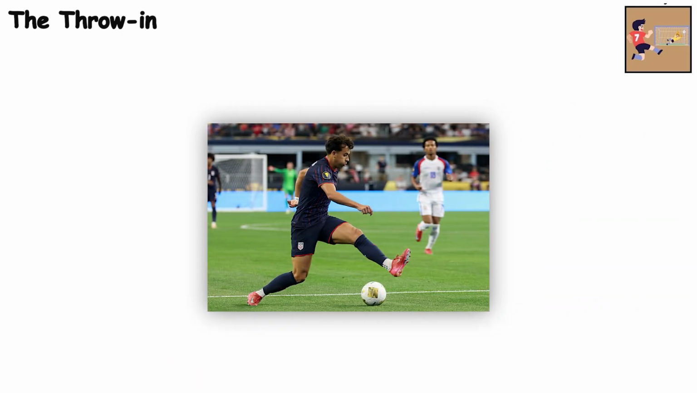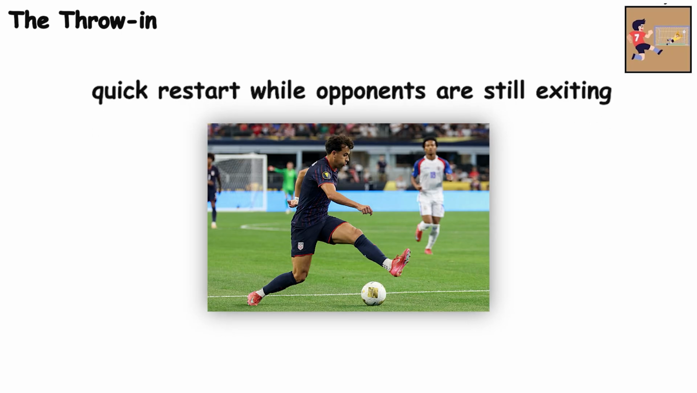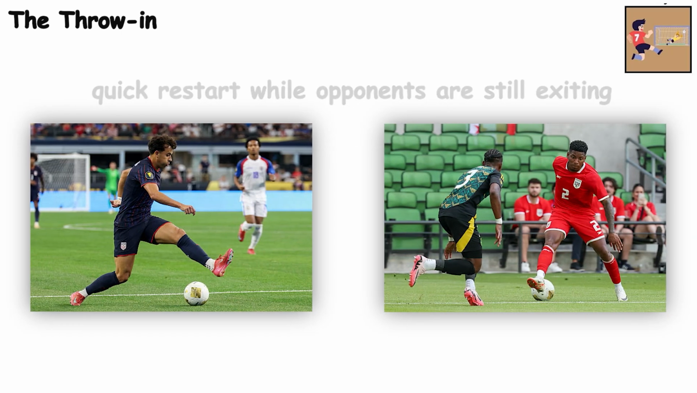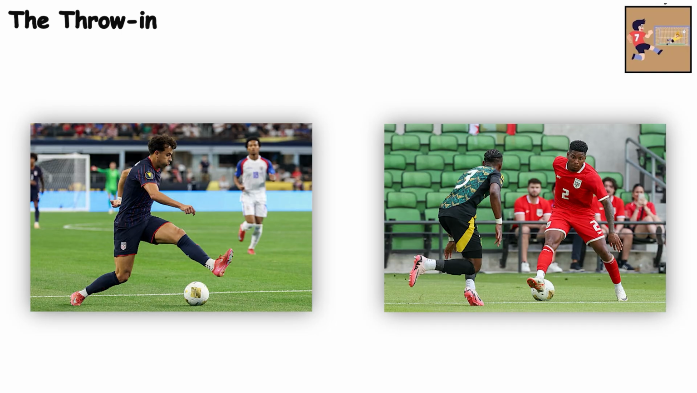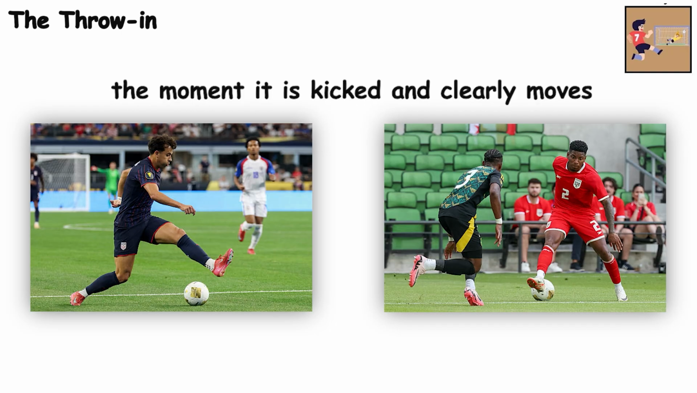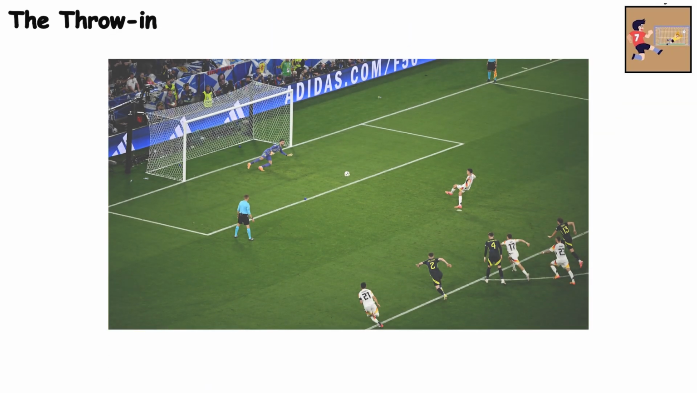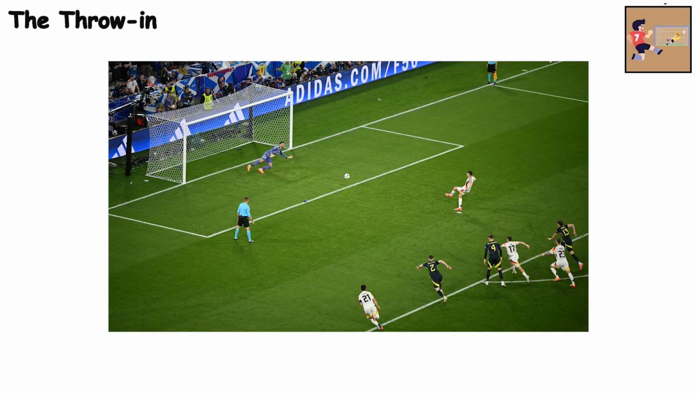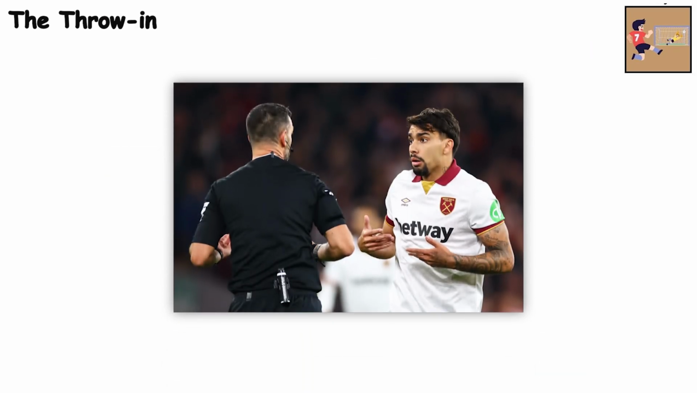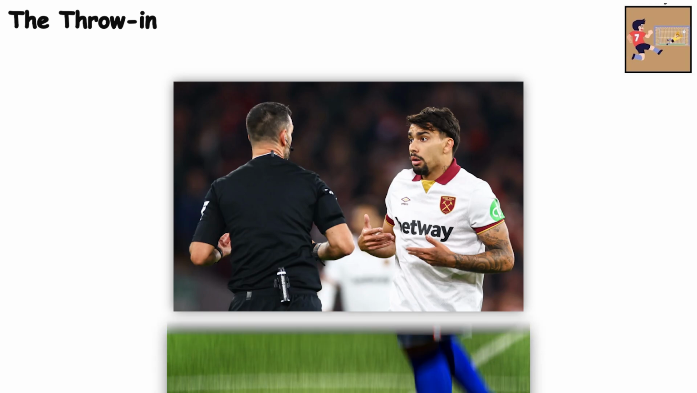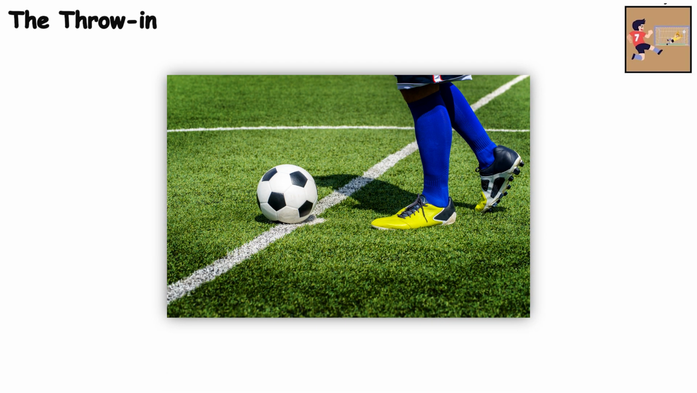Although if a goalkeeper or defender takes a quick restart while opponents are still exiting, play continues provided they do not interfere. The ball becomes in play the moment it is kicked and clearly moves. The kicker cannot touch the ball again until another player has touched it. If they do, an indirect free kick is given to the opposing team. If the kicker handles the ball deliberately afterward, a direct free kick is awarded, or a penalty kick if the offense occurred inside their own penalty area, except when it was taken by the goalkeeper. In that case, play restarts with an indirect free kick.